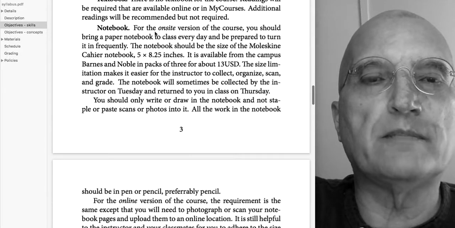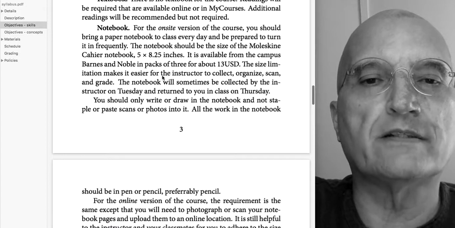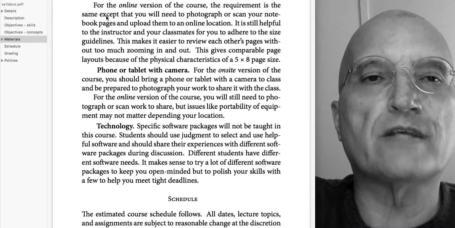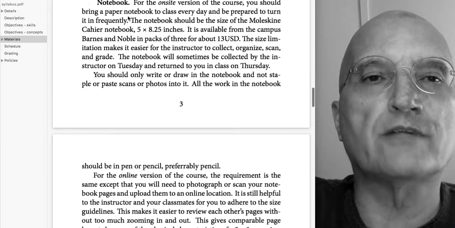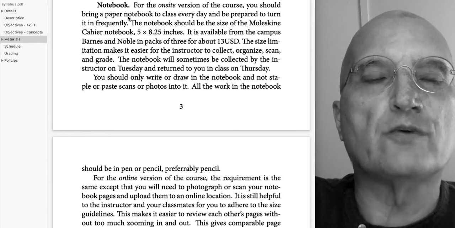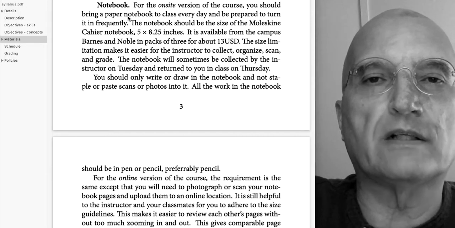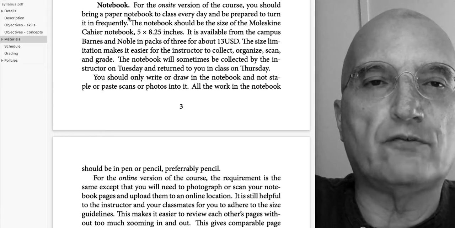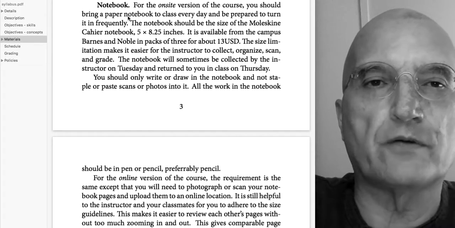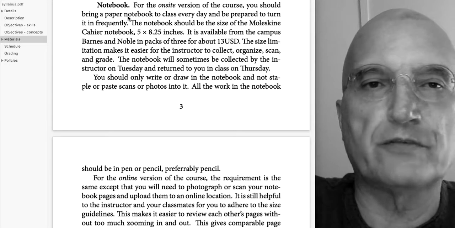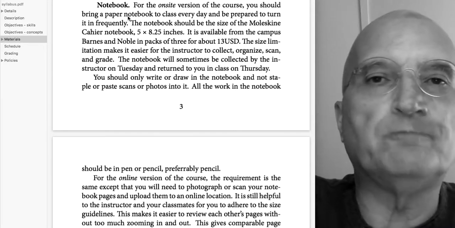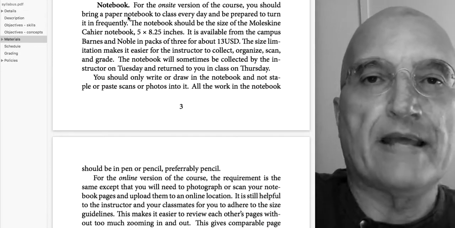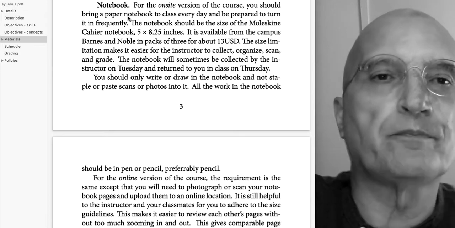I do expect you to keep a notebook. Now, this is all for the on-site version of the course. For the online version, the requirement is the same, so I guess I should go over the on-site version first. I expect you to bring a paper notebook to class every day and be prepared to turn it in frequently. In fact, nowadays people have really good cameras in their smartphones. So what I expect is for you to take pictures of the pages and put them in a Dropbox. And that is what you'll do in the online version of the course.